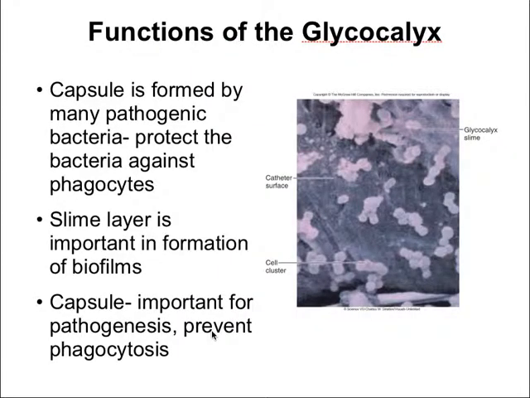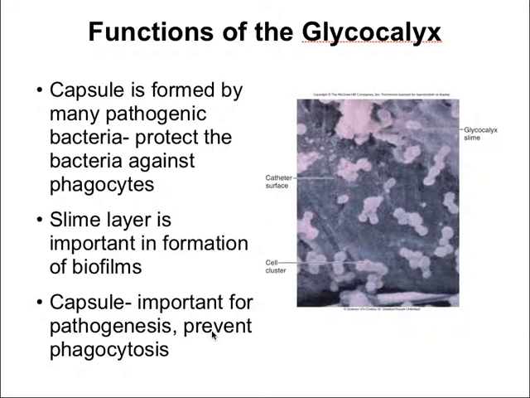Let's look in more detail at the functions of this glycocalyx. Sometimes we'll see the capsule formation. It's formed by many more pathogenic bacteria. Those are the ones that are trying to invade our systems. This capsulation protects the bacteria against our phagocytes. You'll recall our phagocytes are the white blood cells that engulf and destroy invading cells in our body. The slime layer is important again in formation of the biofilms.